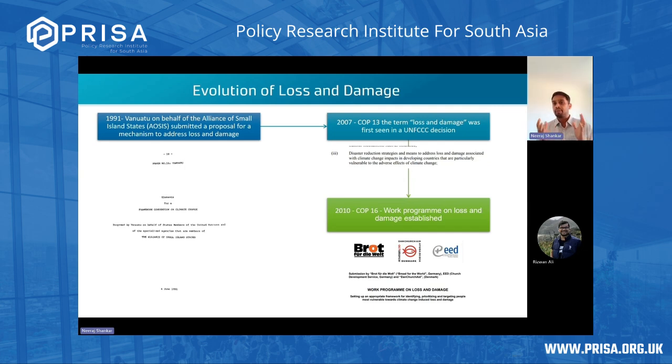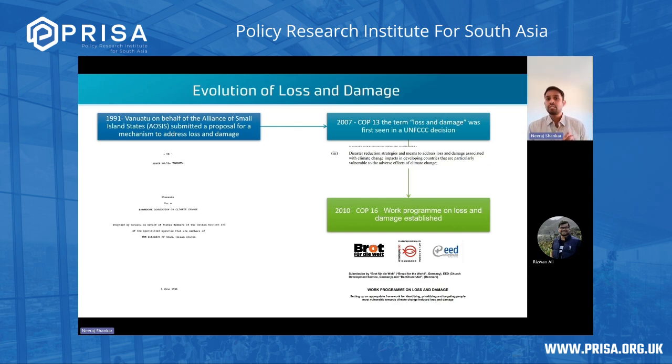But during that period, the primary focus was mitigation. The Intergovernmental Panel on Climate Change, IPCC, established in 1988, started publishing reports that highlight severe unavoidable impacts of climate change, even if emissions were reduced, right? In 1991, Vanuatu, on behalf of AOSIS, the Alliance of Small Island States, submitted a proposal to the UNFCCC for a mechanism to address loss and damage.